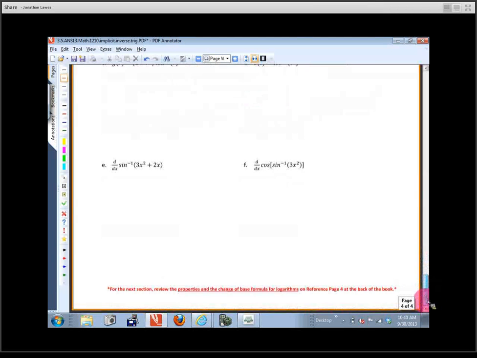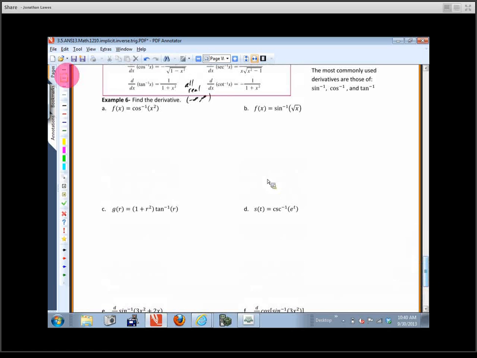We've got 10 minutes left and about 6 problems. I do have something down here at the bottom that says, if you would, before the next class section, review the properties of exponentials and the change of base formula for logarithms. So: properties of logarithms, change of base formula for logarithms, properties of exponents. There's a reference page at the back of the book where you can take a look at that.